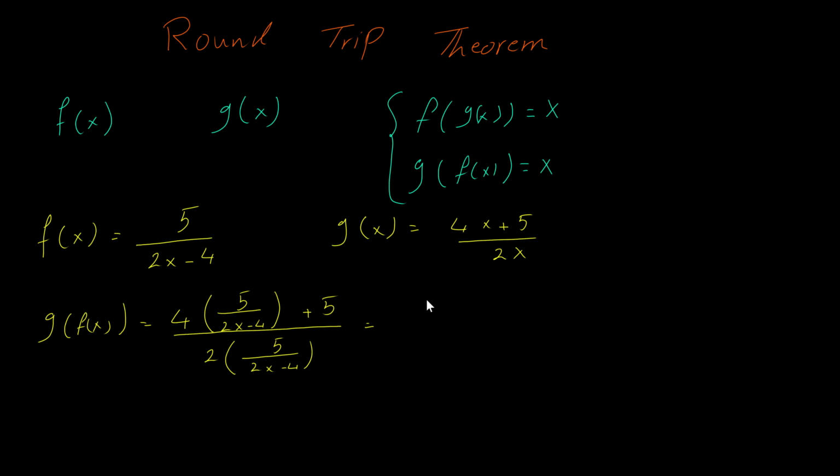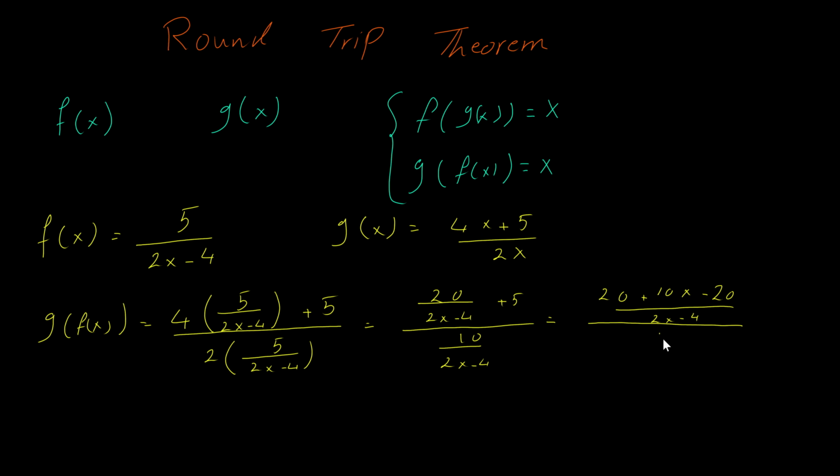Now let's do the multiplication. So it's going to be 20 over 2x minus 4 plus 5 divided by 10 over 2x minus 4. We need to get the common denominator for the numerator, so it becomes 20 plus 5 times 2x minus 4. So it becomes 10x minus 20 divided by 2x minus 4. And then this one stays. So 10 over 2x minus 4.